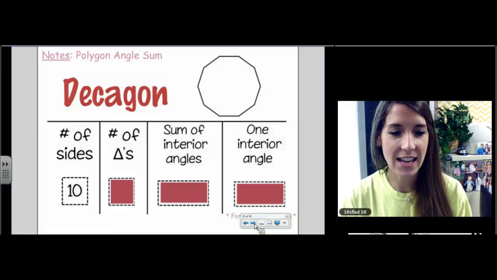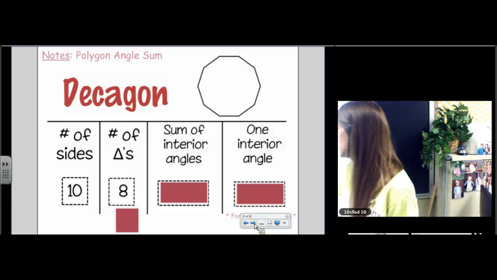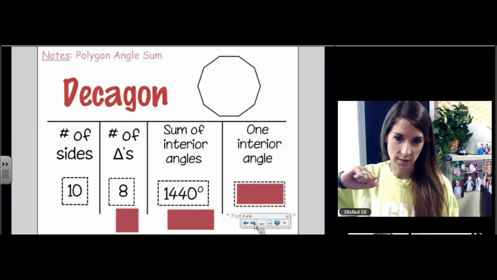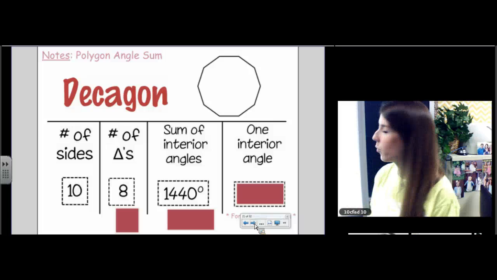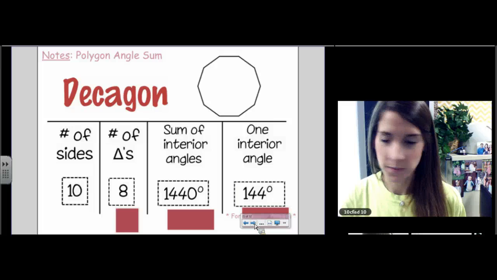Decagon. 10 sides is a decagon. You could divide it into 8 triangles. Sum of the interior angles would be 1,440. And one interior angle, divided by 10, would be 144 degrees.